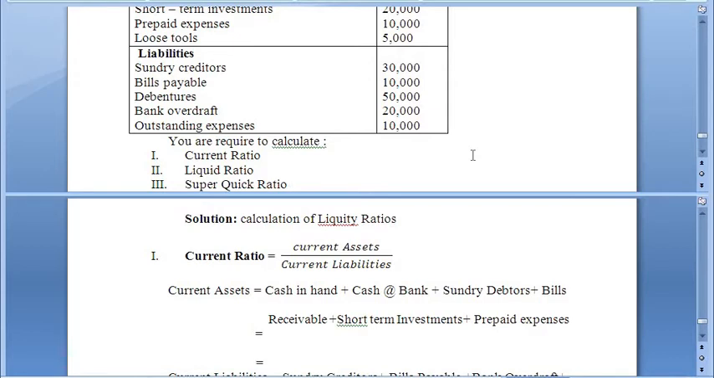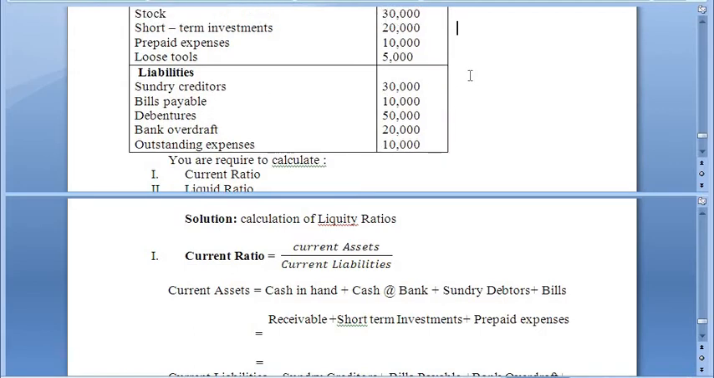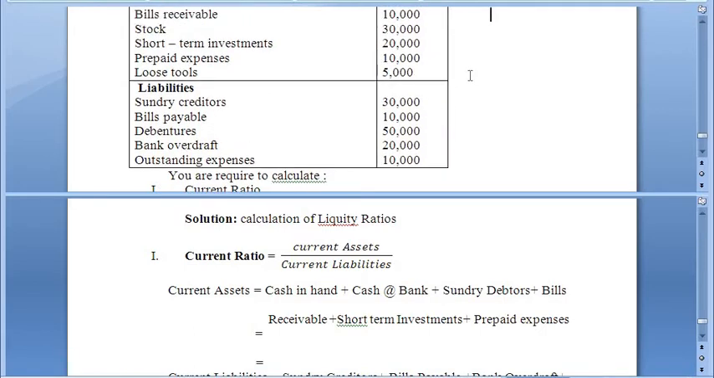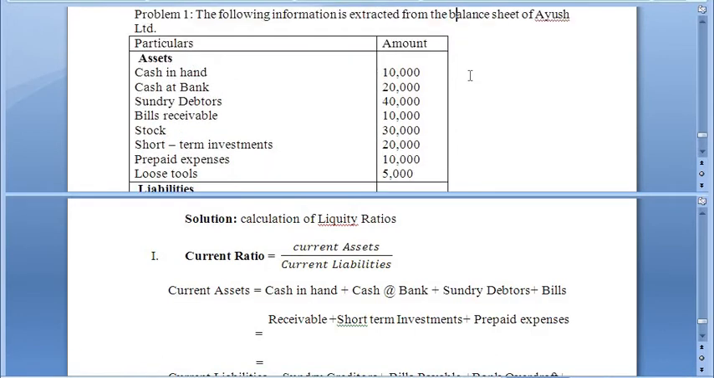Okay, so write down in the next line, solution. Calculation of liquidity ratios. First one is current ratio. What is the formula of current ratio? Current assets divided by current liabilities. Now whatever information is given in the balance sheet, with the help of this information we have to find out the total current assets of the firm. Here you can check the amount of current assets.